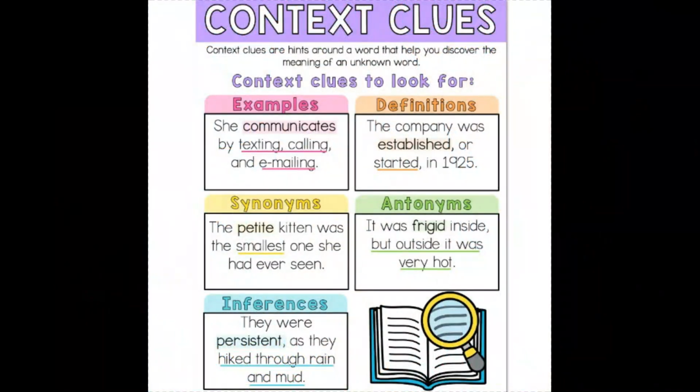Today we're going to look at some context clues and how to find and use those when you're reading something that you're not sure about. Let's look at some different examples of context clues together. Context clues are hints around a word that will help you discover the meaning of an unknown word. Here are some types of context clues you can look for.